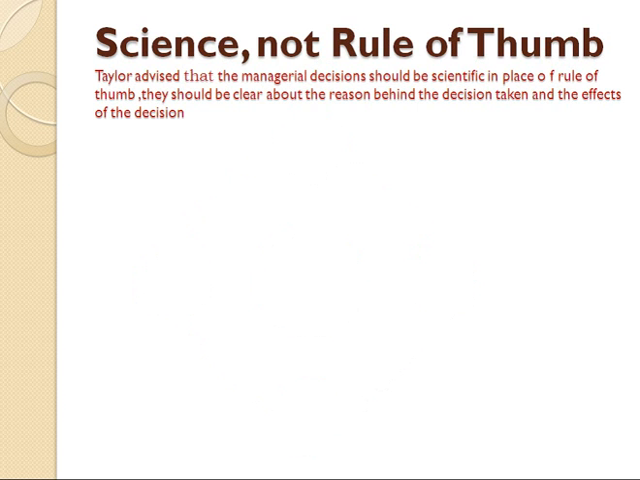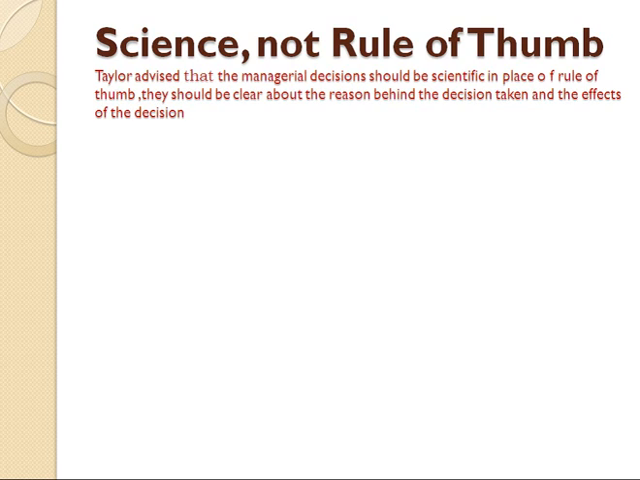First principle is science, not rule of thumb. In this principle, Taylor advised that the managerial decisions should be scientific in place of rule of thumb. They should be clear about the reason behind the decision taken and the effects of the decision. Earlier, all the decisions taken by the management were based on their personal judgment. There was no logic behind the decision taken, and the chances of success and failure of the decision were equal.